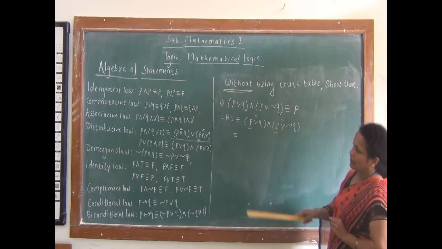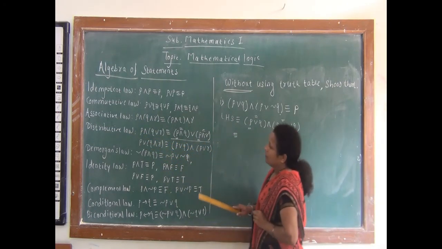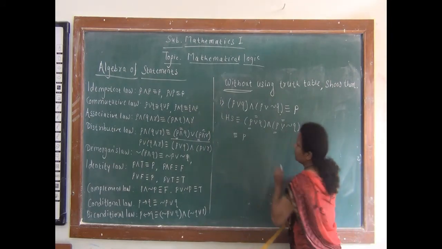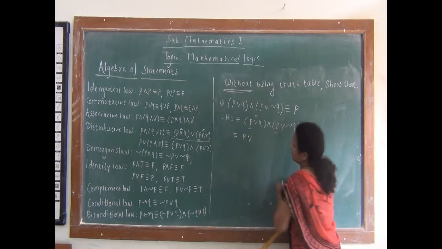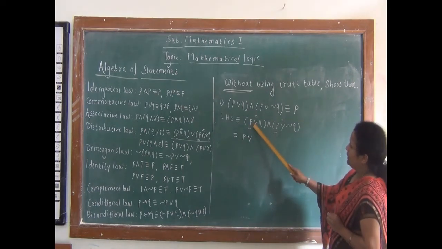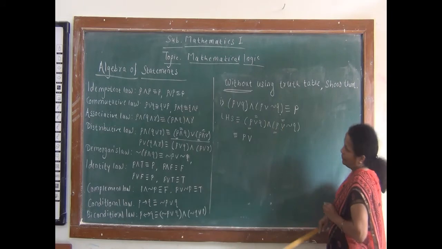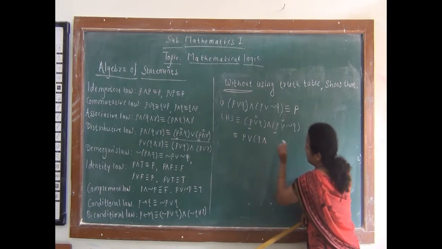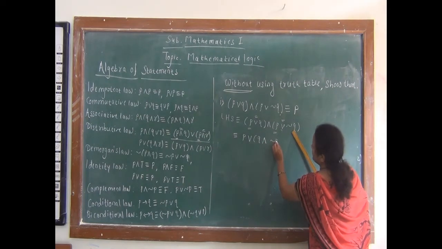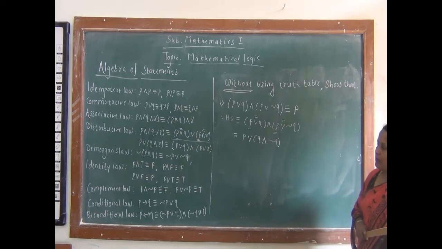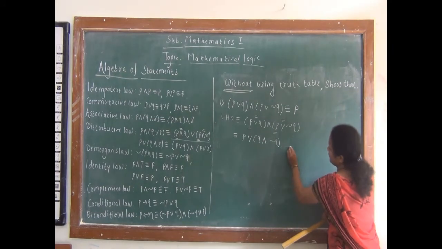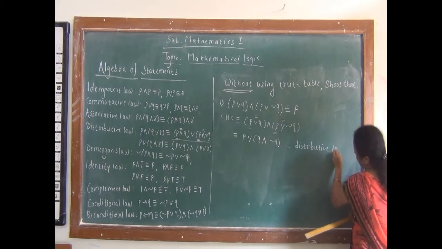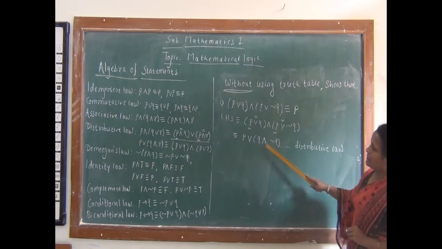So here we use our distributive law from this right hand side. First we write our common statement P, then we write the common symbol OR, that is P or. Now inside the bracket we write the remaining statement Q, then the symbol and, and here the remaining term is negation Q. So remember here we use the distributive law. So the reason is distributive law.